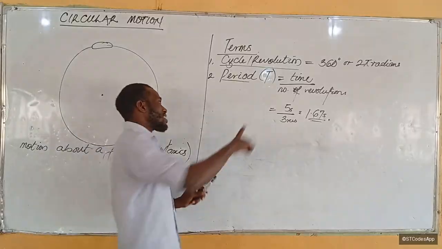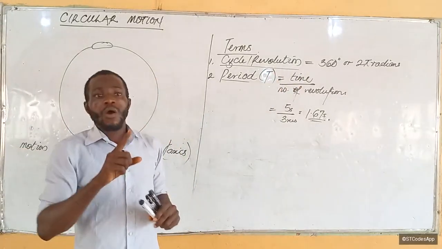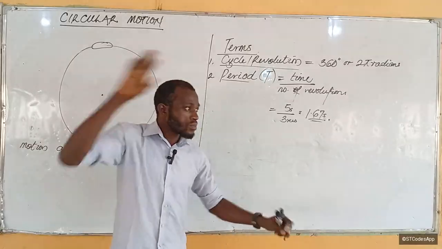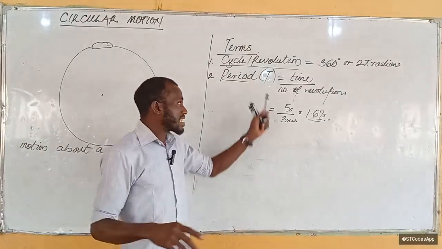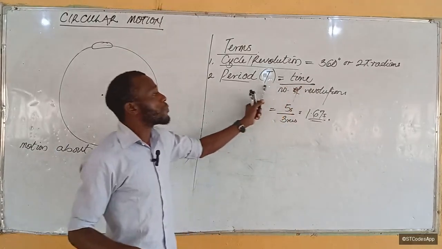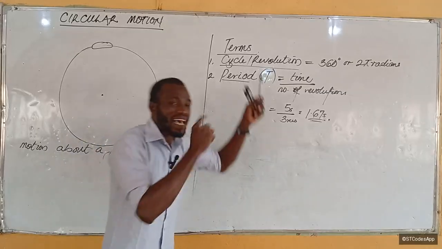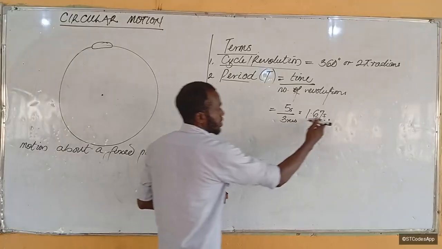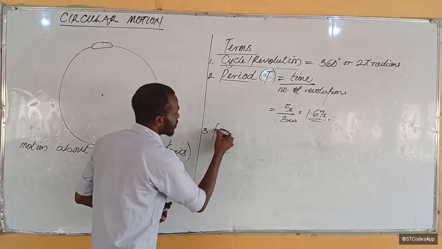Now it's different from time. Time could be the time before a complete revolution, or time could be describing the time for the total number of oscillations or total number of revolutions covered. So that is time. Time is quite arbitrary, but period is specific. Period is just the time for a cycle. All right. It is measured in seconds. Now the next term is frequency.